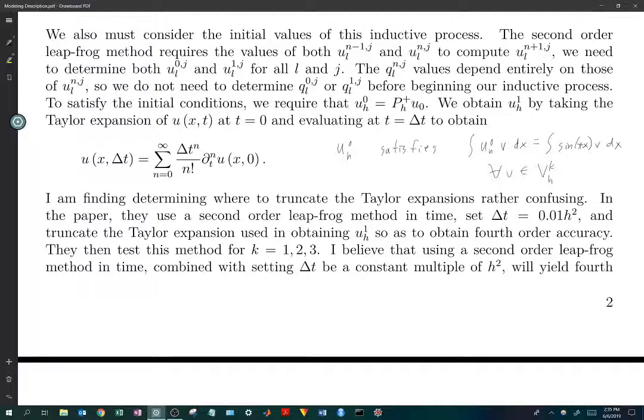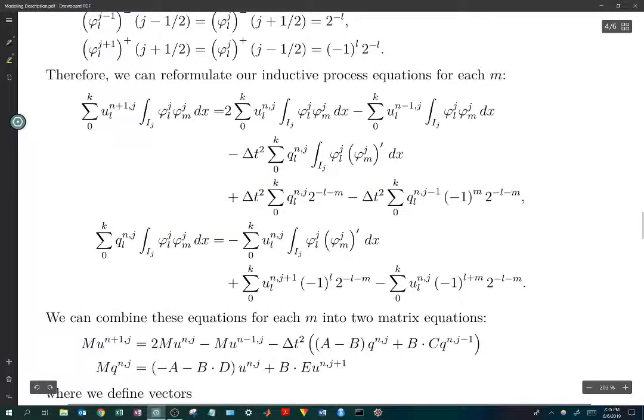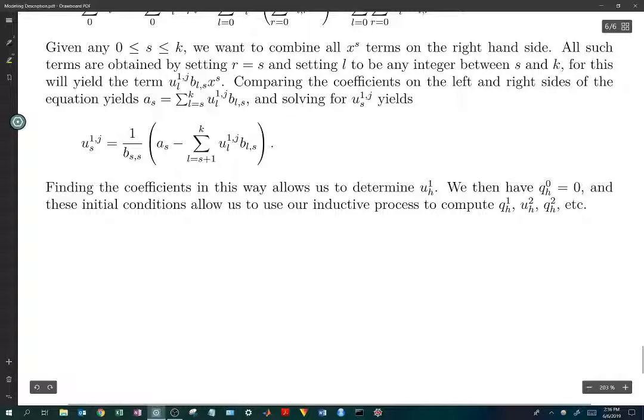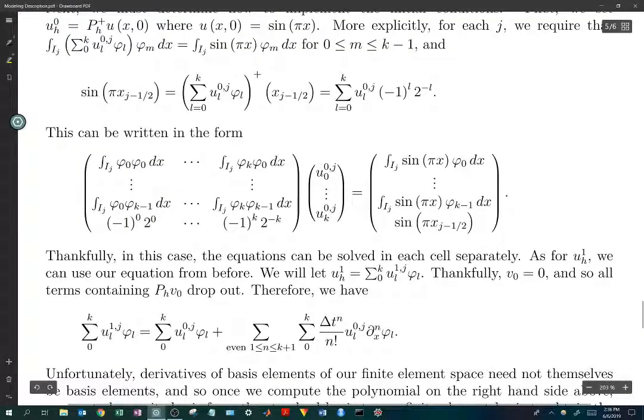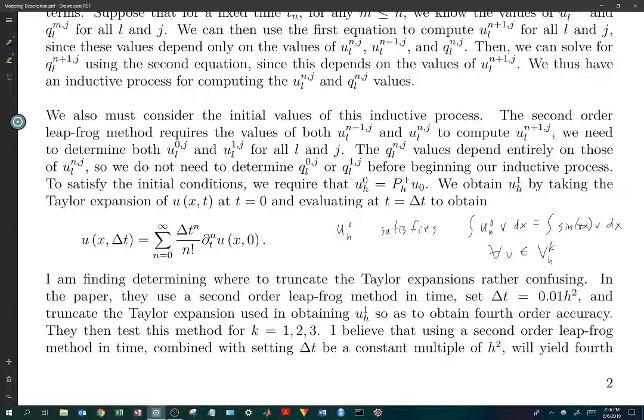And the way that you solve for UH0 here, I think I talk about that later, actually. Let me just double check here. Yeah, that's just this right here. Okay, so I'll talk about this later. But yeah, use the L2 projection.